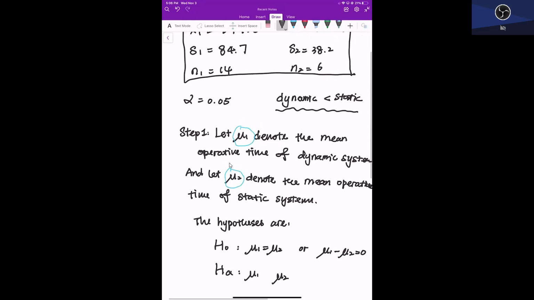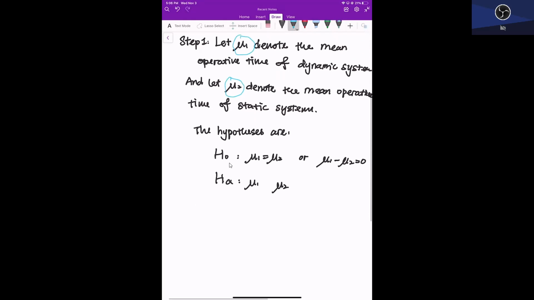What we wrote down here is dynamic less or equal than static. So, less than. Another form would be mu1 minus mu2 less than 0. In the book, they used this pair, but it really depends on you if you want to use the second pair. They're all the same and they're correct.